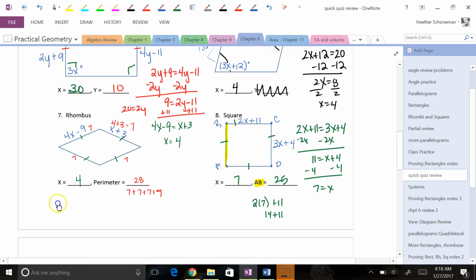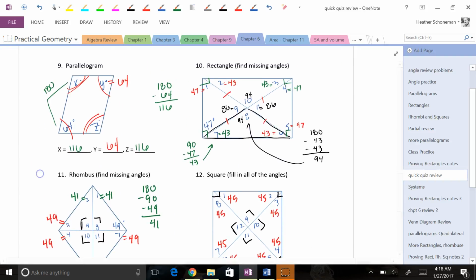Alright, flip over to the back. Number 9 is a parallelogram. In a parallelogram, opposite angles are congruent. That's why I said y was 64. Angles that share a side add to 180, so that's why I did 180 minus 64 and got 116 over here. Okay? So I knew x was 116, and x and z are opposite, so they have to match.